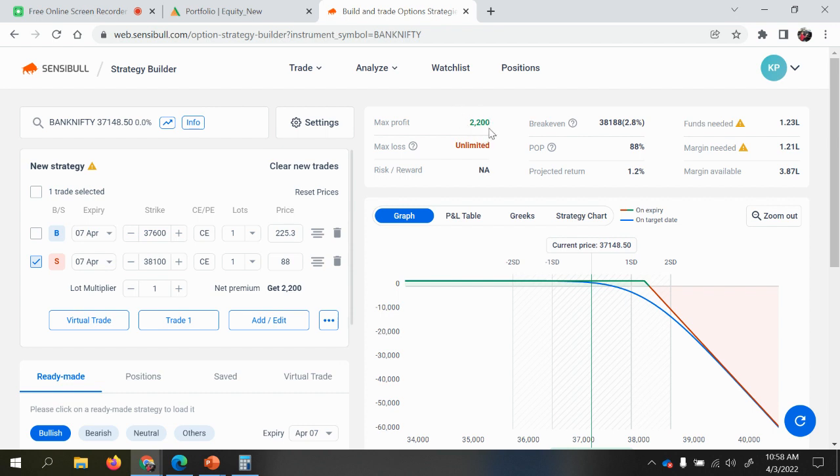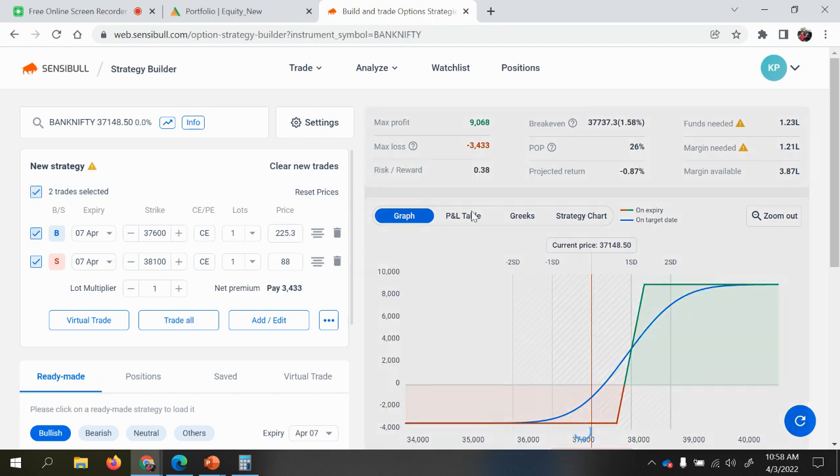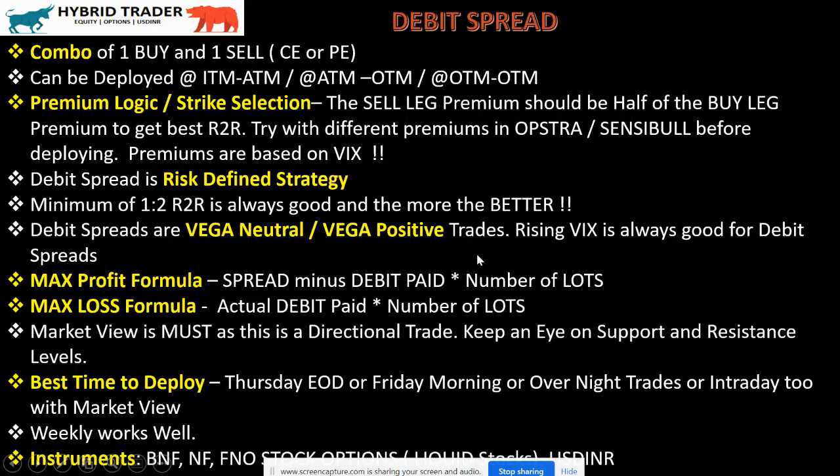Just to ensure that we have a decent profit and also reduce the loss, we basically go with the debit spread. This is the debit spread: the moment I buy one call and sell one call, this is how the payoff looks. I've reduced my loss from almost 6,000 to 3,433, and my profit has increased from 2,000 to 9,000. So basically, this is a risk-defined strategy. Let me go back.